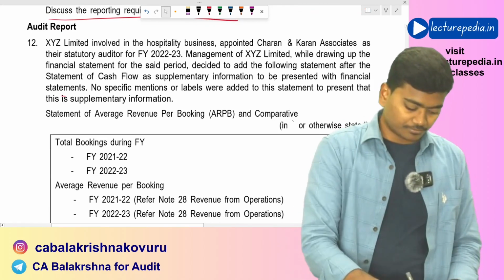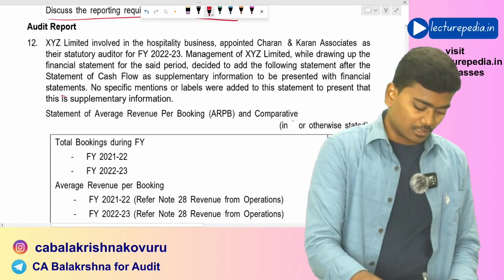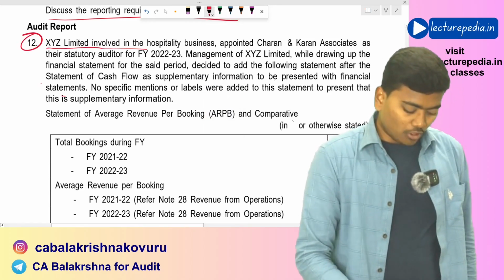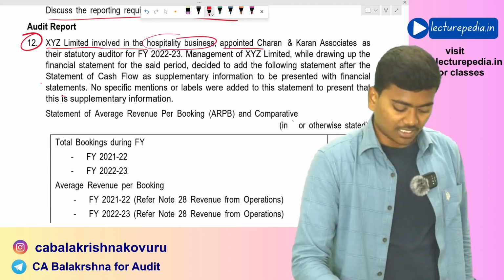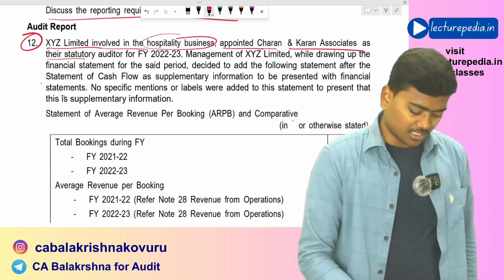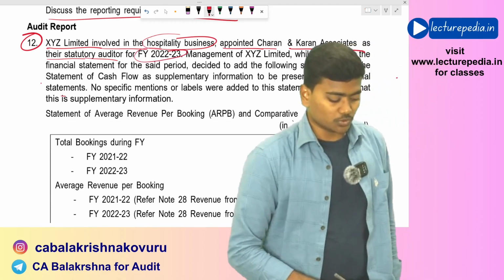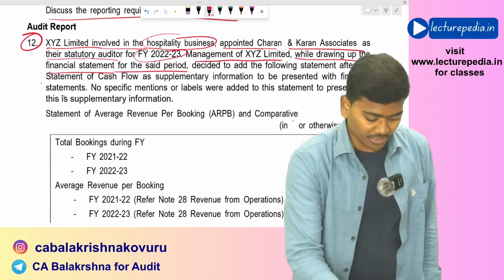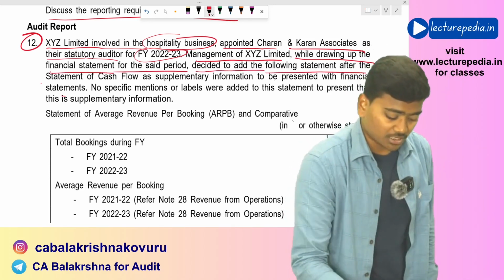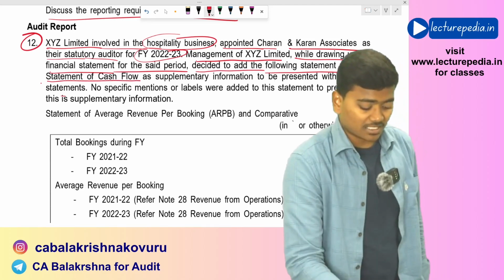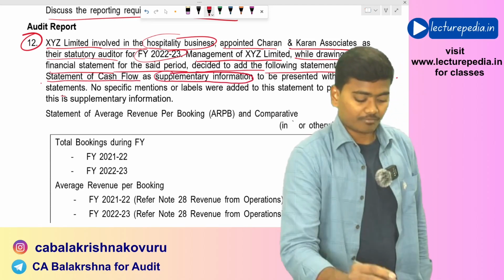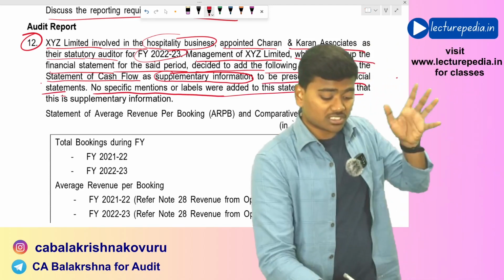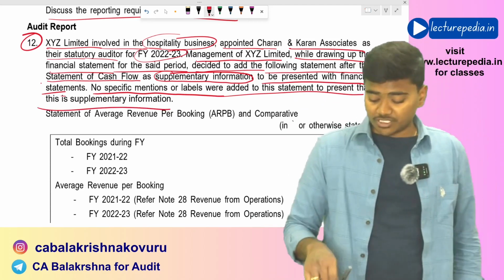Next, question number 12. XYZ Limited, involved in the hospitality business, appointed Charan and Karan Associates as their statutory auditors for financial year 22-23. Management of XYZ Limited, while drawing up the financial statements of the said period, decided to add the following statement after the statement of cash flow as supplementary information to be presented with the financial statements. No specific mention or labels were added to the statement to present that it is supplementary information.